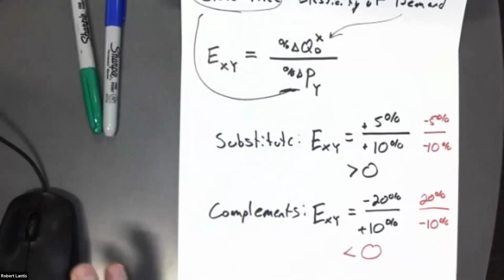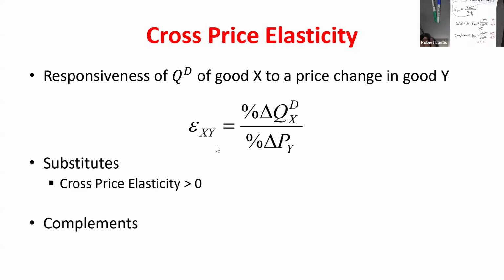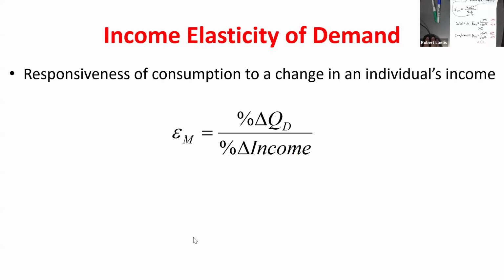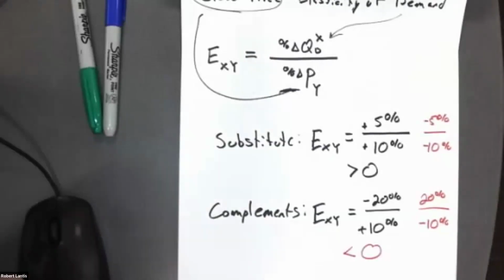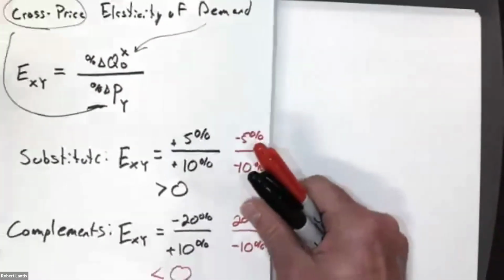Okay. So substitute goods will always have a positive cross price elasticity. Complements will always have a negative cross price elasticity. Okay. Just to be complete here as well, I'll leave this here and use this.